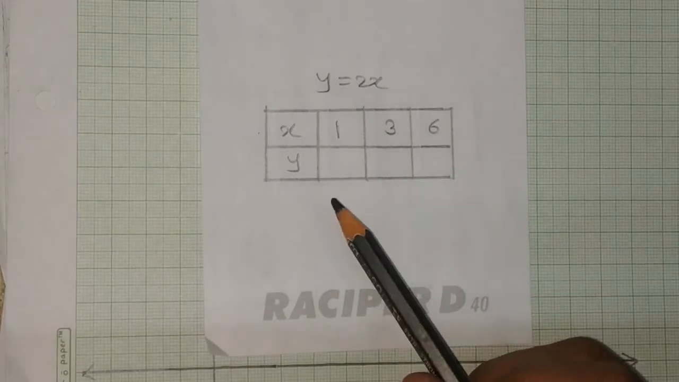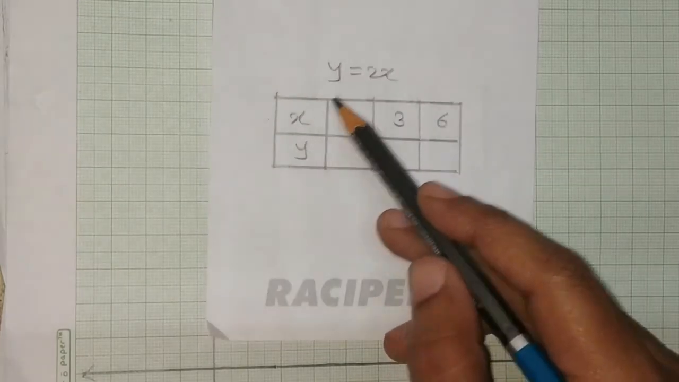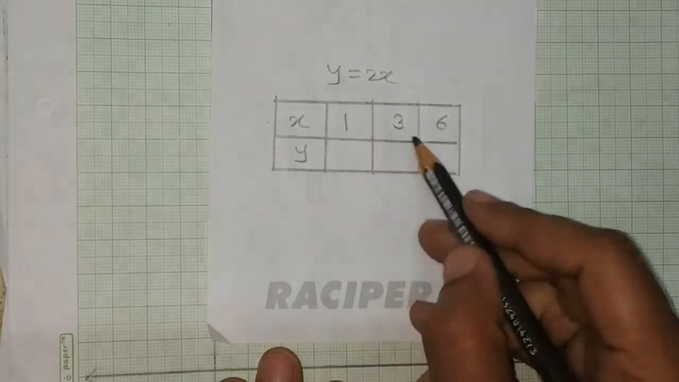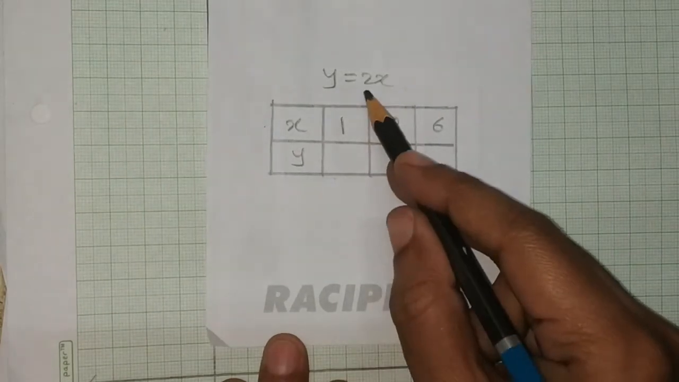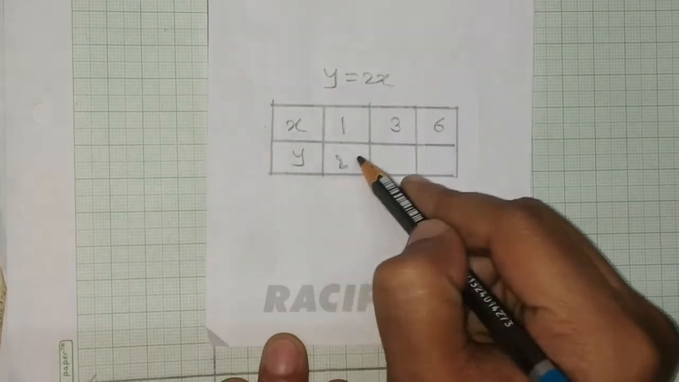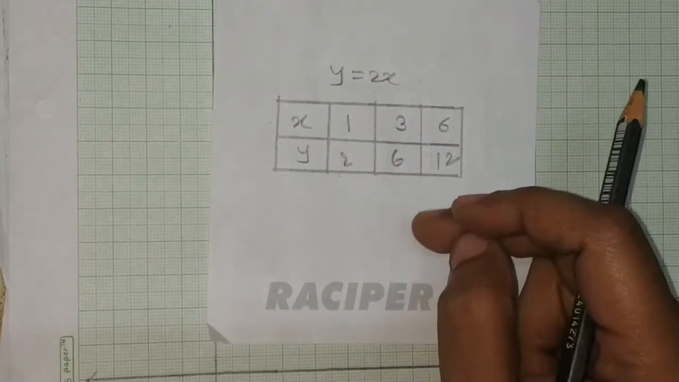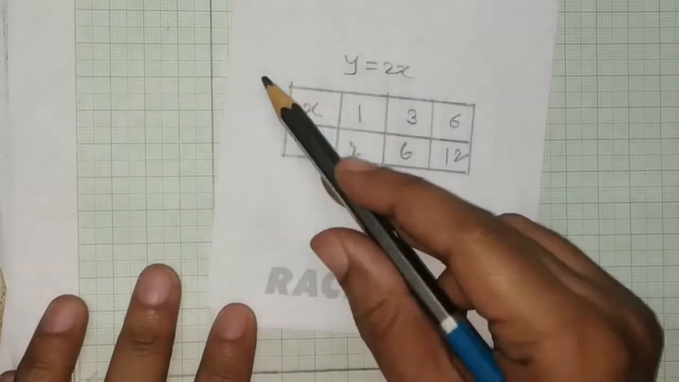Now friends, we will draw one more graph. y is equal to 2x. We have y is equal to 2x. So our x values are 1, 3, 6. So y we will obtain by multiplying 2 with this x. So here 2, 2 threes are 6 and 2 sixes are 12. In this way we'll get our values by keeping this relationship.